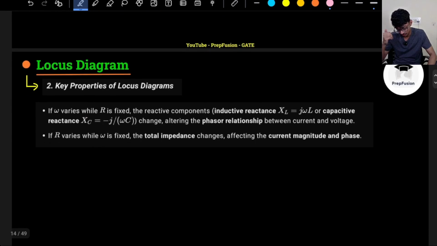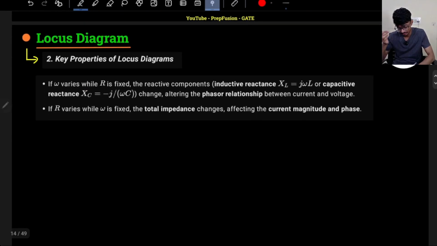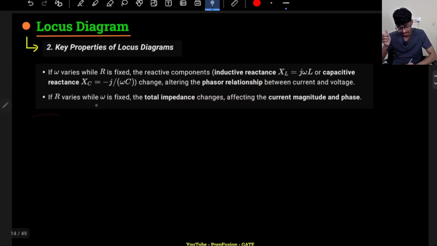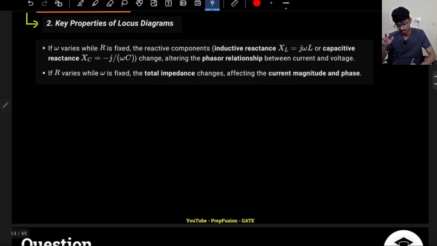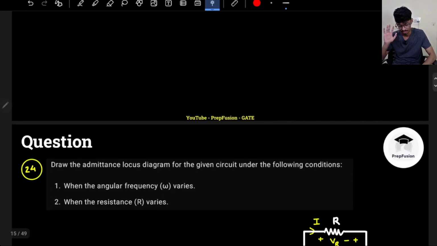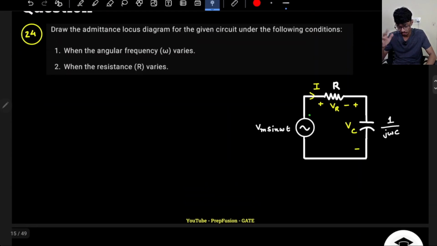Let's now discuss a few key properties of the locus diagram. If omega varies and R is fixed, the reactive components, inductive reactance or capacitive reactance, will change, altering the phasor relationship between the current and voltage. If R varies and omega is fixed, then the inductive and capacitive reactances will remain the same, and accordingly your current magnitude and phase will vary. These are the key points to keep in mind.